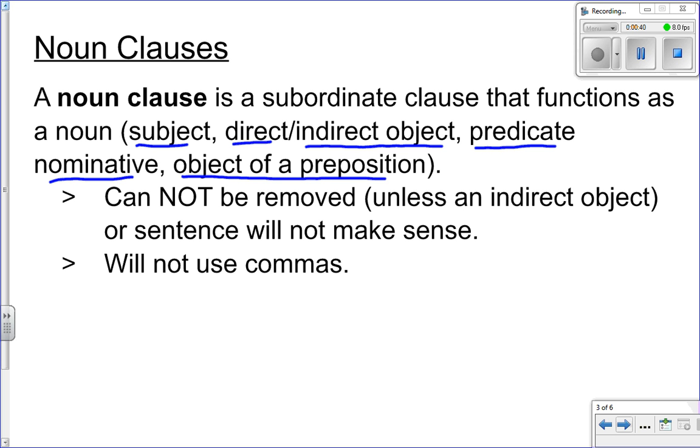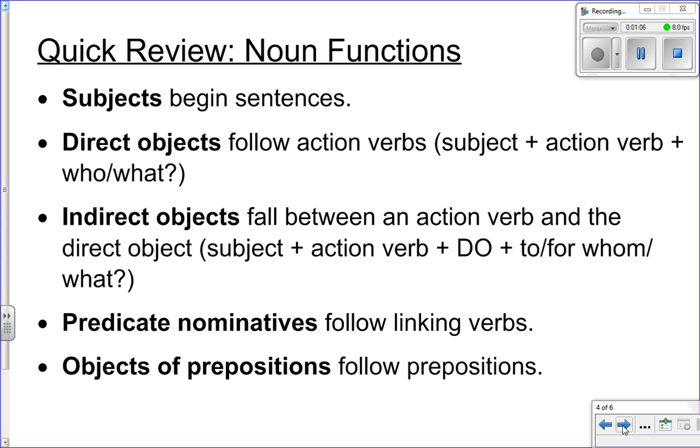Just like gerunds, noun clauses cannot be removed from a sentence unless that noun clause is an indirect object, but those indirect objects, noun clauses, appear very infrequently. So generally, a noun clause can't be taken out, otherwise it's not going to leave a complete sentence, which makes them different from adjective and adverb clauses, which can both be removed. A noun clause will not use commas. That's another way you can distinguish them from adjective and adverb clauses.